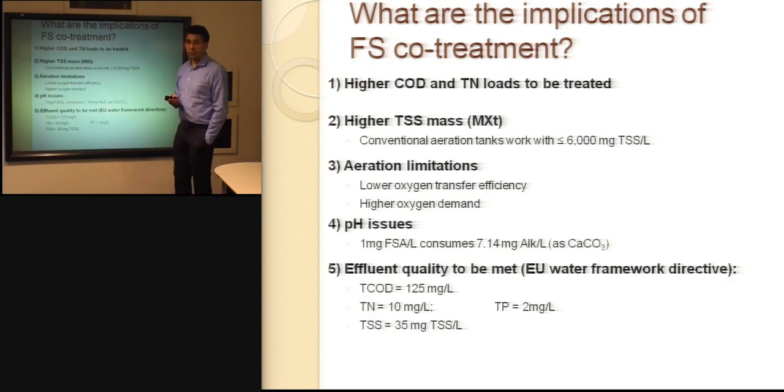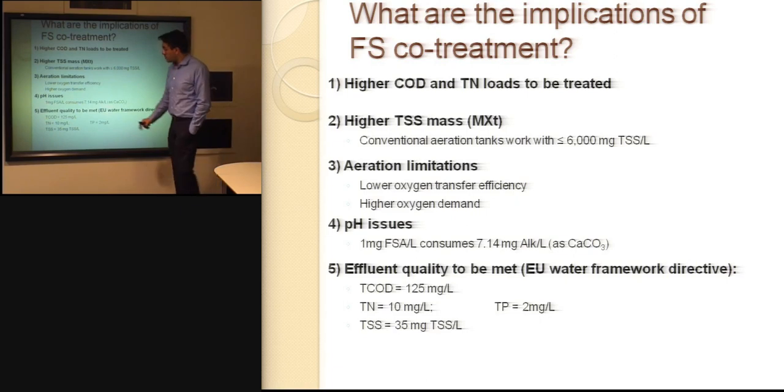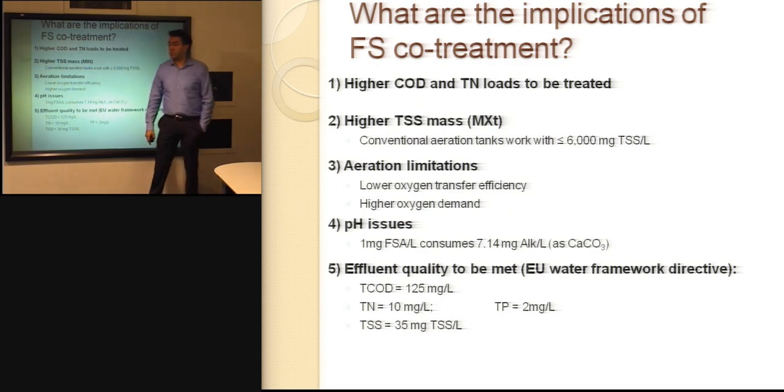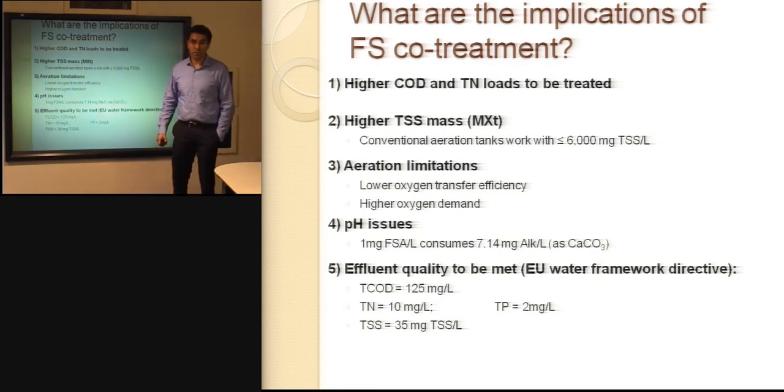Another problem of these characteristics, as you could foresee, is that the very high content of soluble unbiodegradable compounds that cannot be removed biologically nor by physical means will have a very strong impact on the effluent quality. In the case of the European Union Water Framework Directive, for example, it establishes a total chemical oxygen demand of about 125 milligrams per liter, 10 milligrams per liter of total nitrogen, 35 milligrams of total suspended solids, and 2 milligrams per liter of total phosphorus.